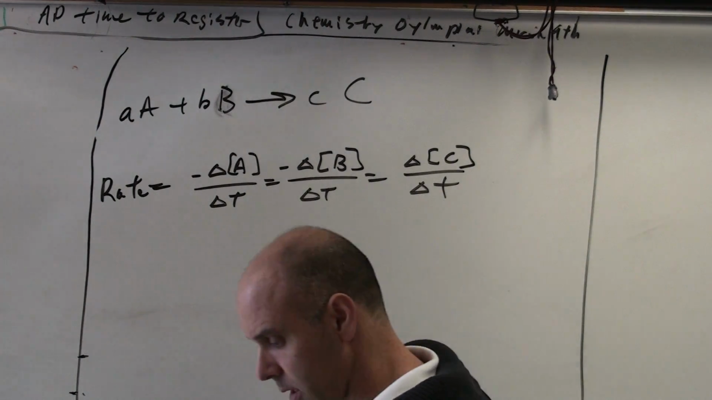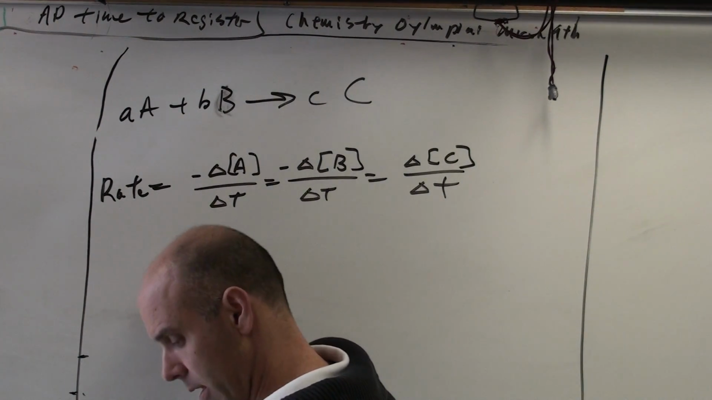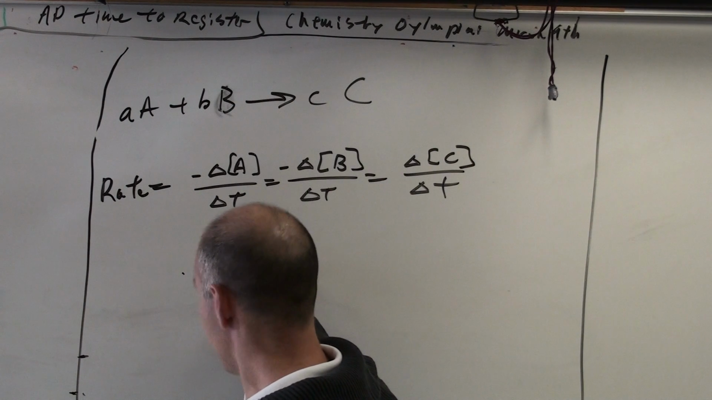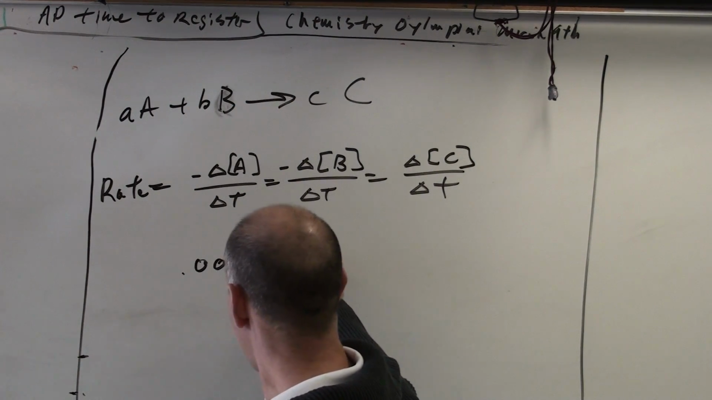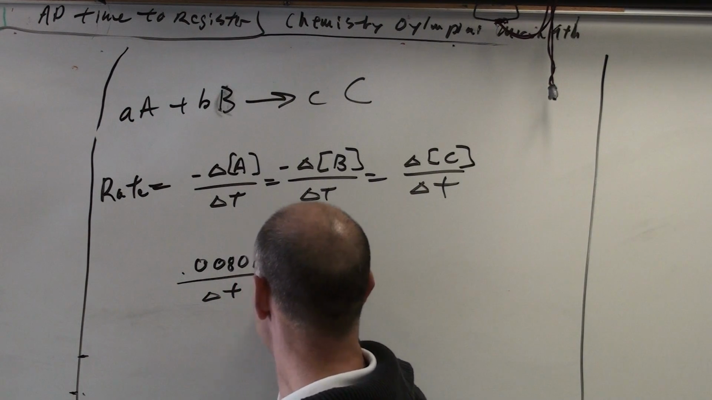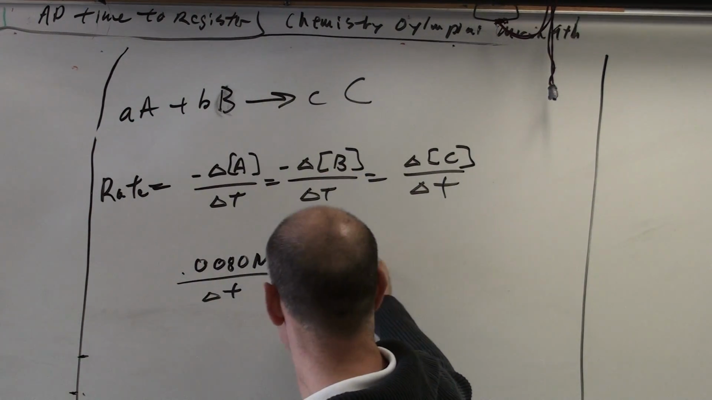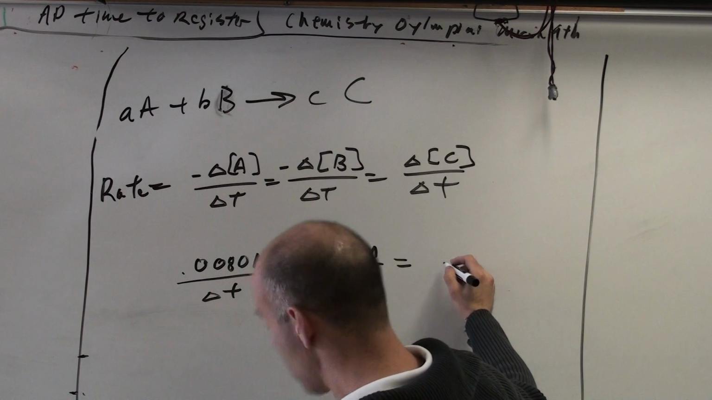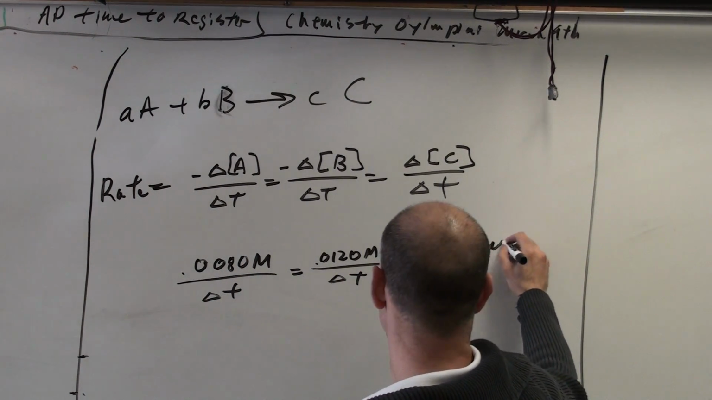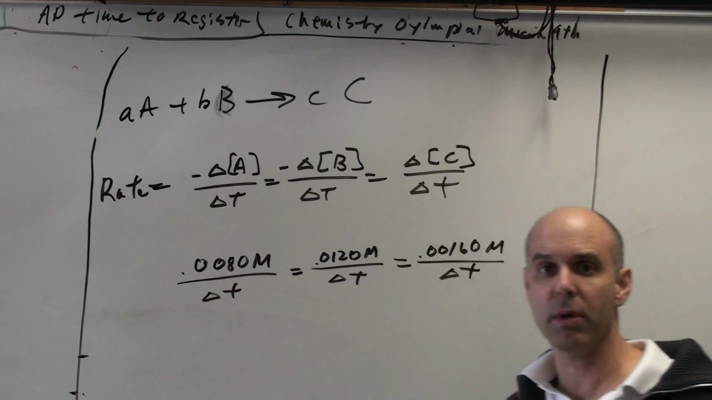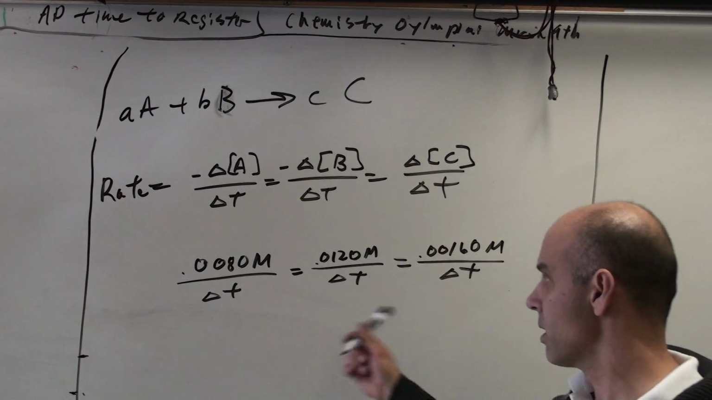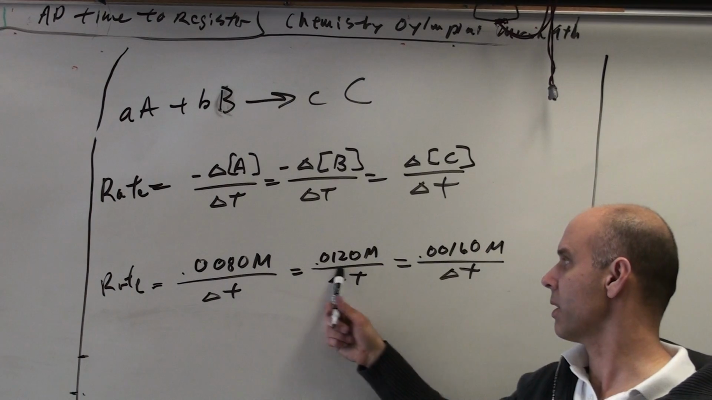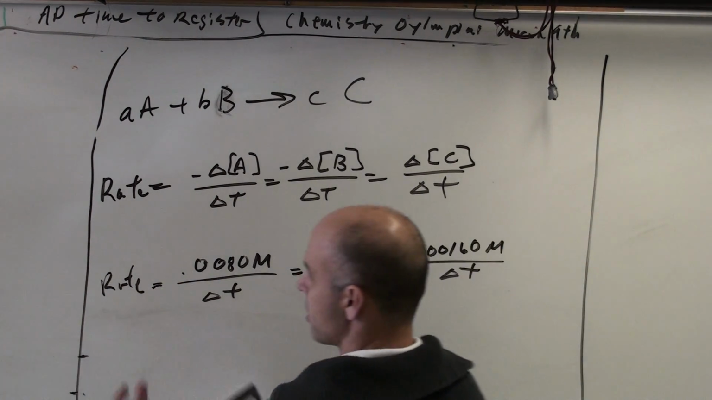But we know they're not the same thing because they told us that the change in concentration of A is 0.0080 molar, and the change in B is 0.0120 molar, and the change in C is 0.00160 molar. We don't know the time, but it's really not important because the time is going to be the same for them. But they all have to equal the same rate. So what we have to do is multiply these by some number such that they're all going to equal the same rate.